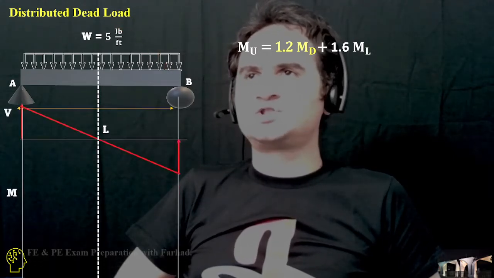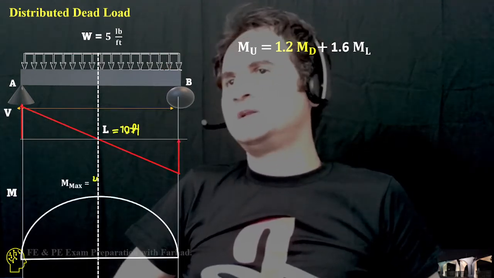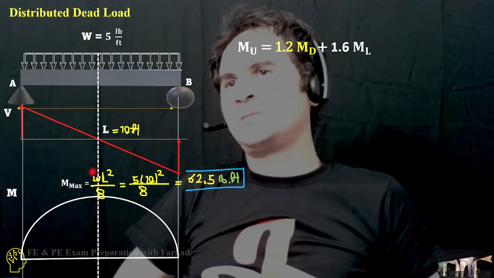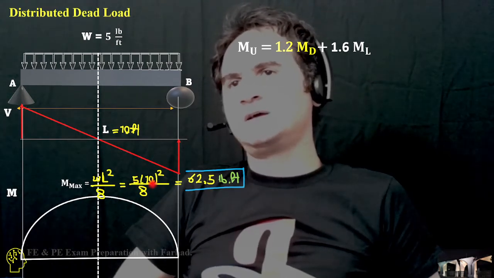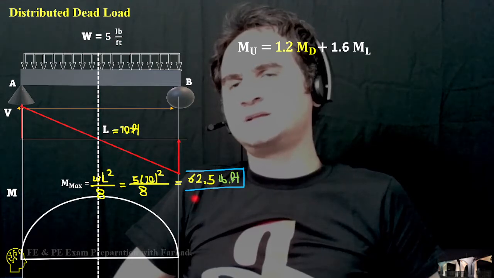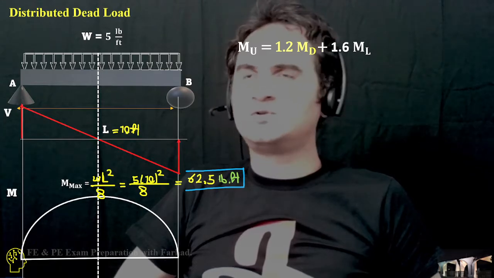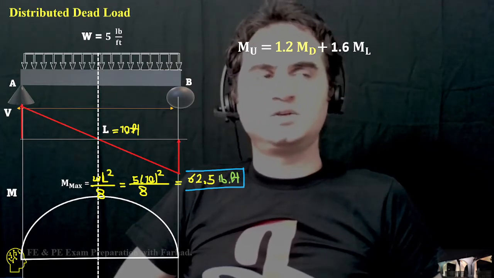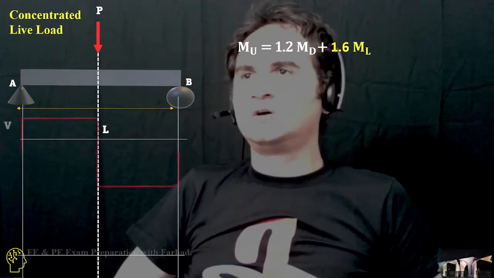For example, first let's go with the distributed dead load of 5 pounds per foot. If you draw the shear and then the moment, it gives you the maximum moment, wL squared over 8, that's 5 times length squared over 8, which gives us 62.5 pound-feet. We do the same process for the concentrated load, where the force itself is unknown and we are going to solve for it.